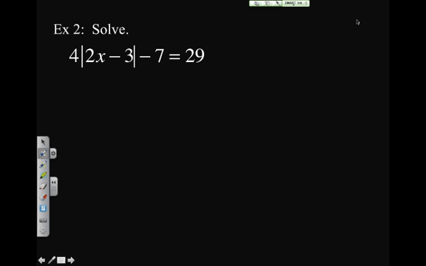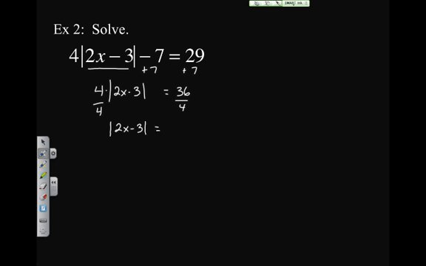So looking at this one, before we can think about that positive and negative, we do have to get this absolute value part by itself. So first we're going to add 7 to both sides, and we have 4 times the absolute value of 2x minus 3 equals 36. One thing I want to point out is you do not want to try and distribute through the absolute values. You can't do that, so this is 4 times the absolute value symbol, we're going to divide both sides by 4. So 2x minus 3, the absolute value of that is going to equal 9.